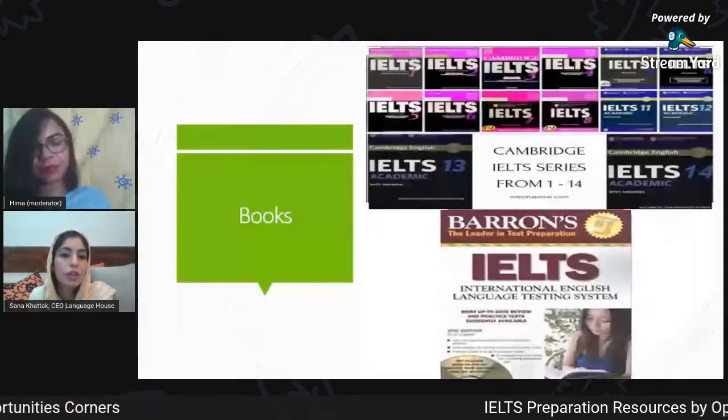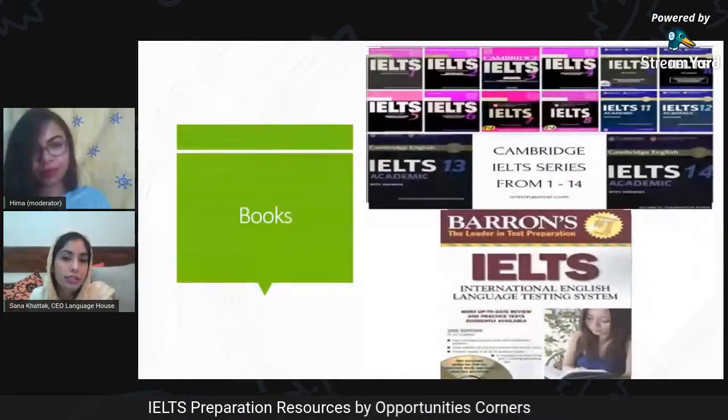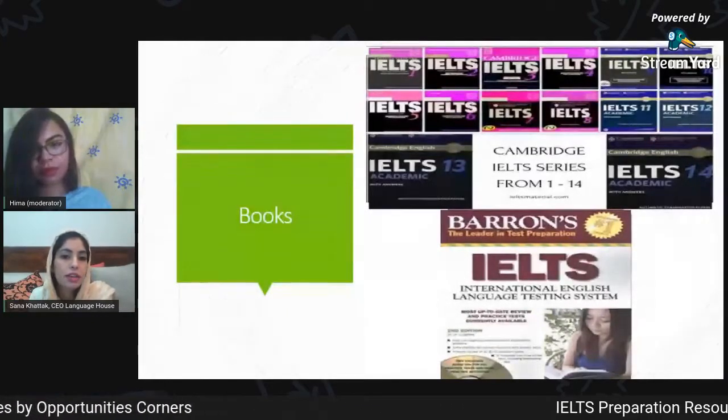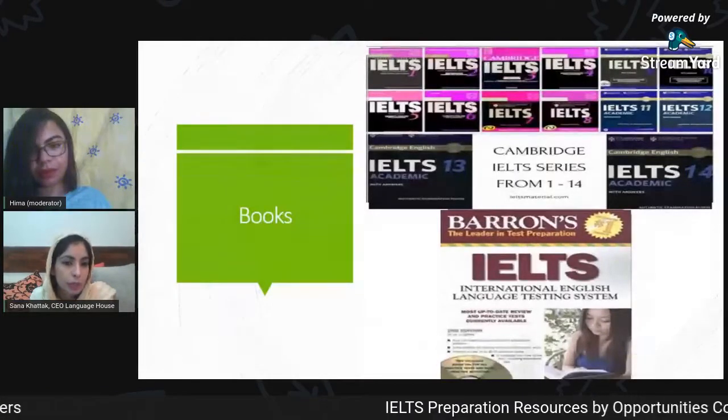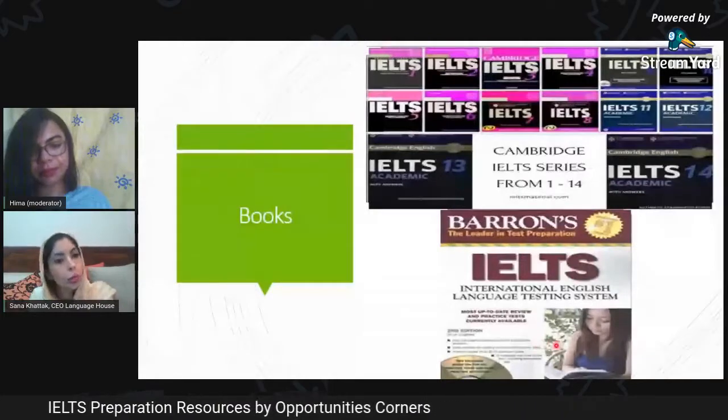And if for some reason you cannot afford or you don't want to engage a teacher and want to continue on your own, then look at the later half of the slide. It's Barron's book, Barron's IELTS. So this is a very good book. It's a bestseller, and this book will be your teacher.